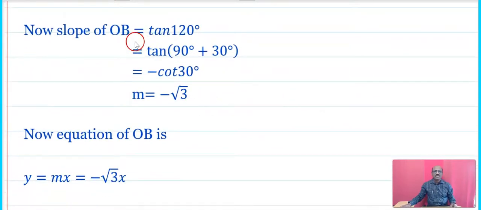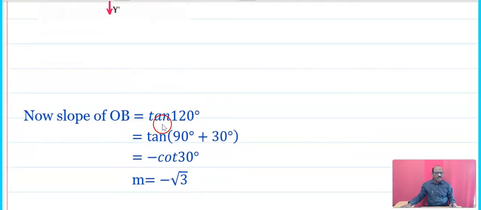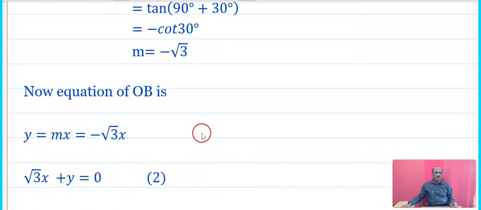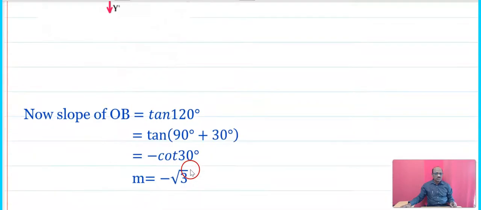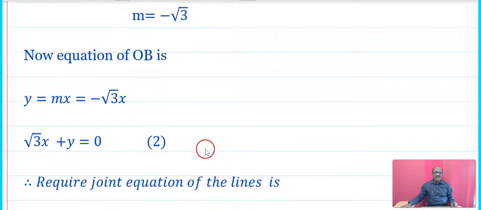And here the slope of OB. OB makes an angle of 120. To find the value of tan 120, we can write tan of 90 plus 30 and it becomes minus cot of 30. And the value of cot 30 is root 3. Therefore m is equal to minus root 3. Equation of OB is of the form y is equal to mx, that is y equals minus root 3 x, and hence it is written as root 3 x plus y is equal to 0. These are the two separate lines, equation 1 and equation 2.